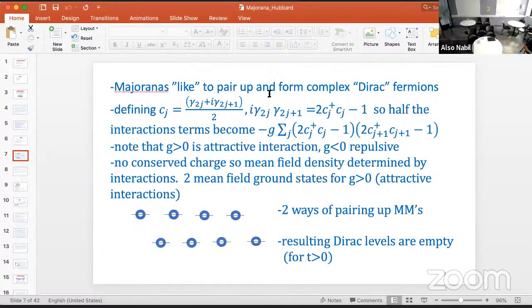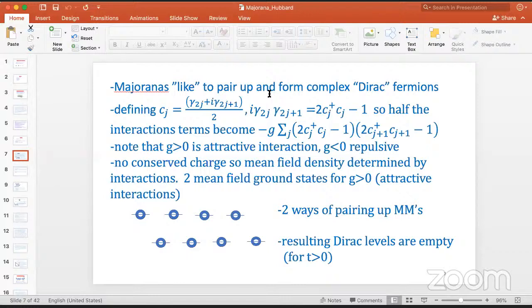Okay, good. So the Majoranas, in a sense, want to pair up to form complex Dirac fermions, and we've seen lots of numerical evidence of that. So we can define a regular complex fermion Cj by combining 2 Majorana fermions. For example, Cj = (gamma 2j + i gamma 2j+1)/2. And now we can calculate i gamma 2j gamma 2j+1, and it can easily be seen to be twice C dagger j Cj minus 1.